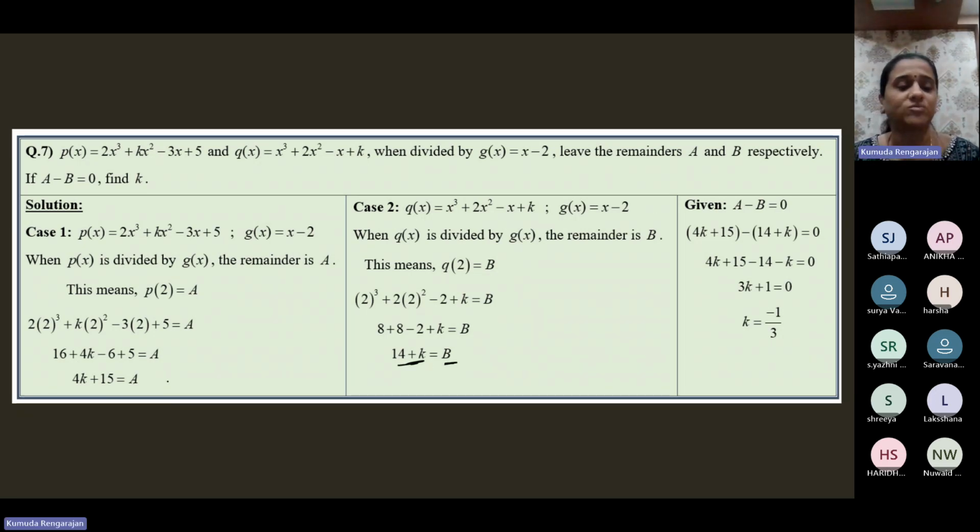Now use these two expressions in this condition: A minus B is equal to 0. What is A? 4K plus 15. What's B? 14 plus K. A minus B is equal to 0. So open the bracket, you will get minus 14 minus K. So on solving this, the value of K is minus 1 by 3.